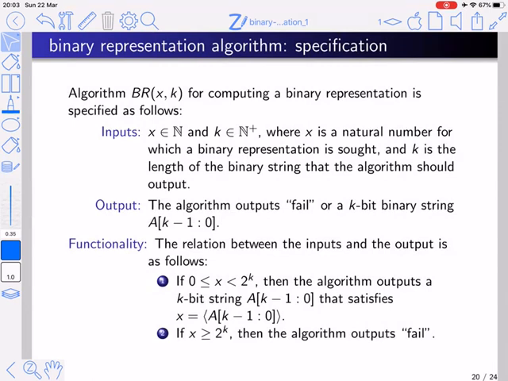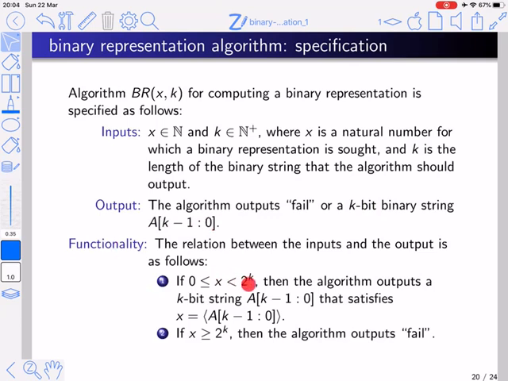I want to present an algorithm, binary representation, that receives two inputs, x and k. X is a natural number, and k is your budget in bits for the length of the string. Now the algorithm outputs a binary string of k bits denoted by a, starting from k minus 1 to 0. What should the algorithm satisfy?